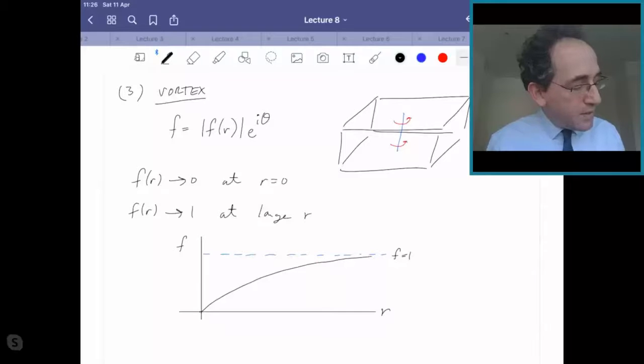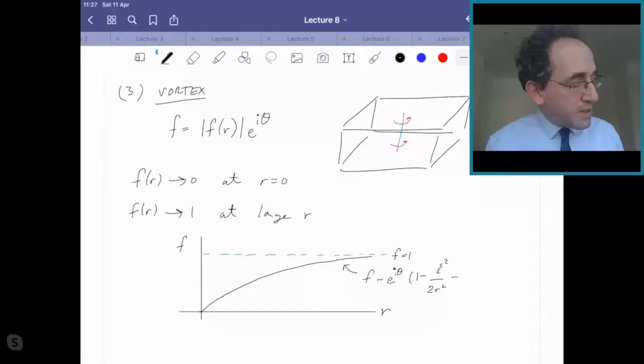So here, f will have a phase e to the i theta, times 1 minus something, and I'll write down the answer. The leading term, the correction, is psi squared over 2 r squared plus dot dot dot. And then here it actually starts as e to the i theta times r.